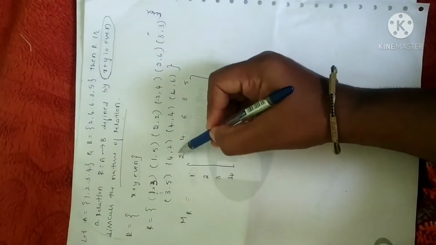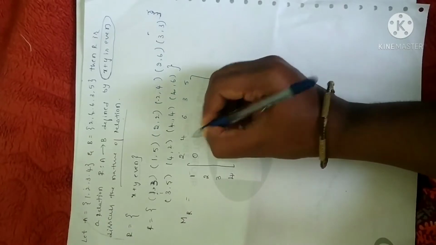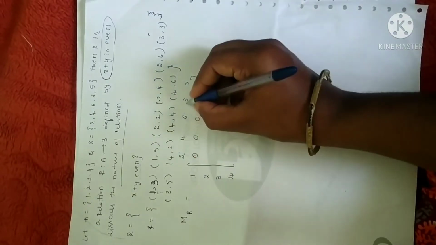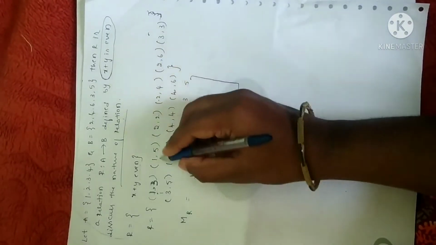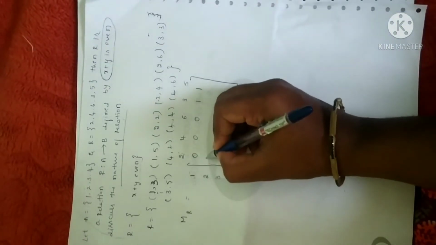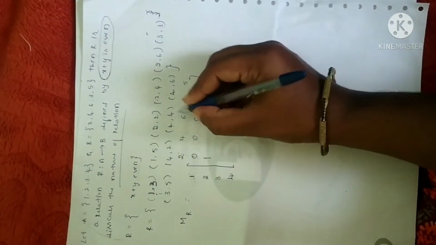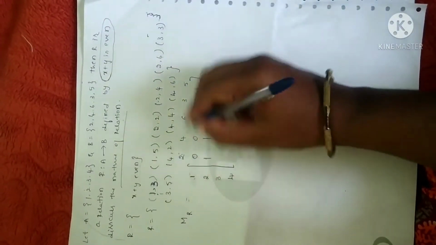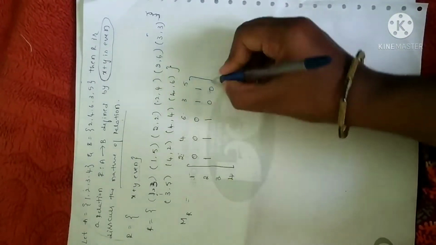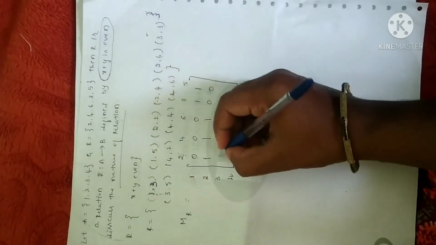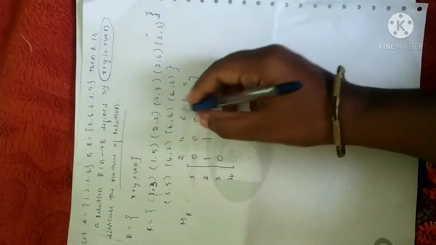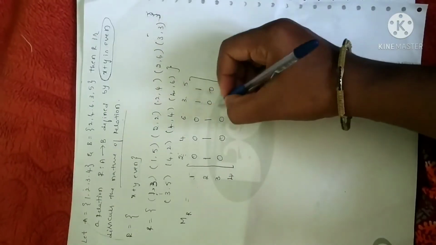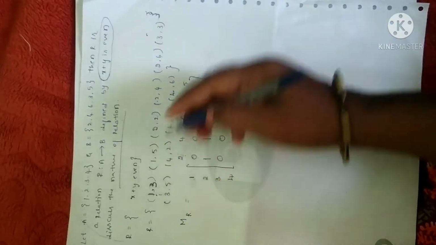Now keep on writing the relation. We don't have (1, 2), so 0. Again we don't have (1, 4), 0. (1, 6), 0. (1, 3), yes it is there, so 1. (1, 5) is there, so it is 1. Next (2, 2), yes I have. Again (2, 4), I have. Again (2, 6), I have. (2, 3), I don't have, so 0. (2, 5) is not there, so 0. (3, 2) we don't have, so 0. (3, 4) is also not there, so 0. (3, 6) is also not there, so make it 0. But (3, 3) is there, so it is 1. (3, 5) is there, so it is 1.